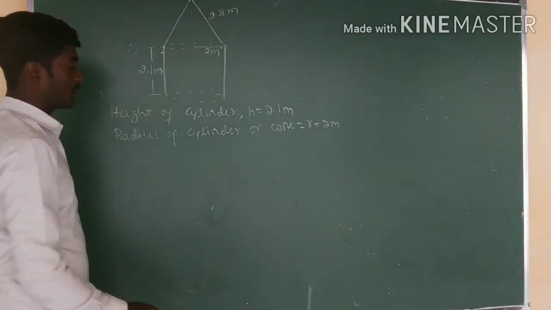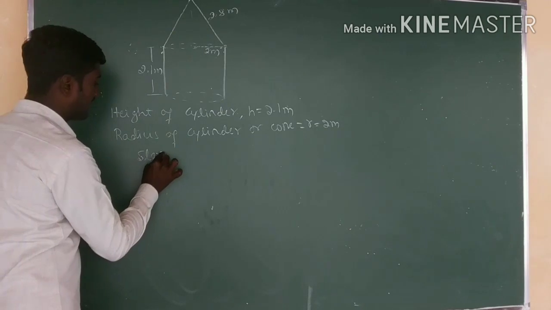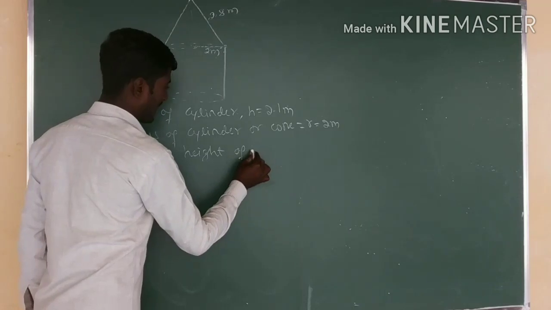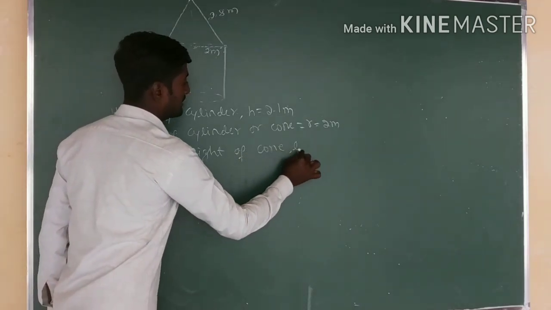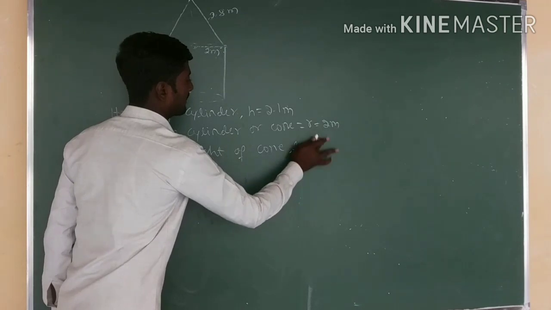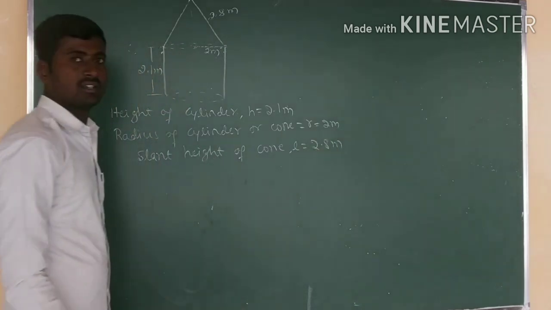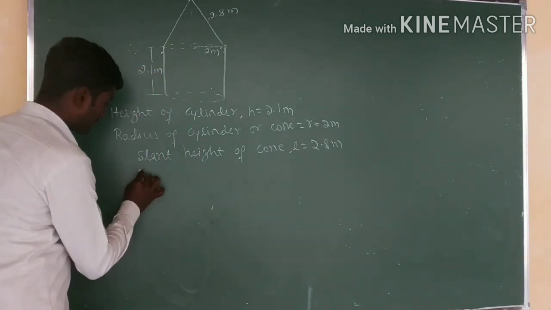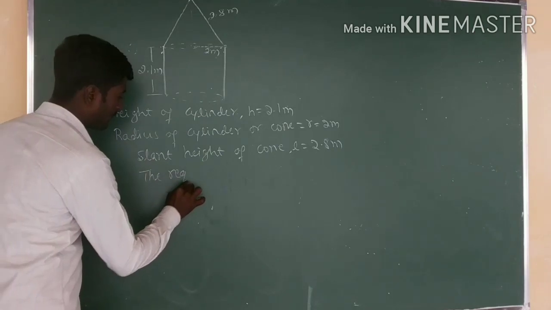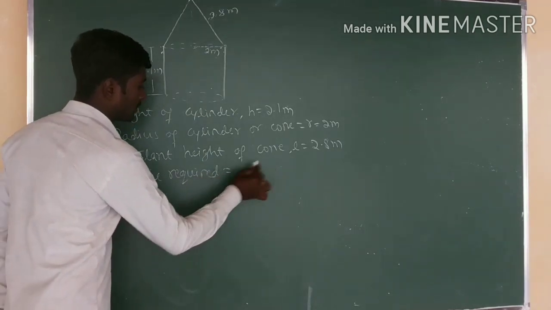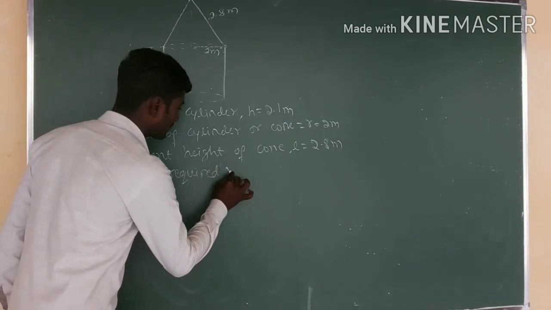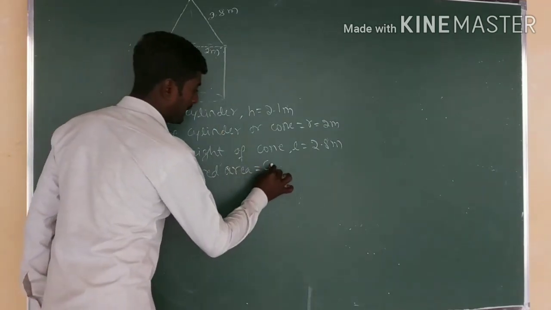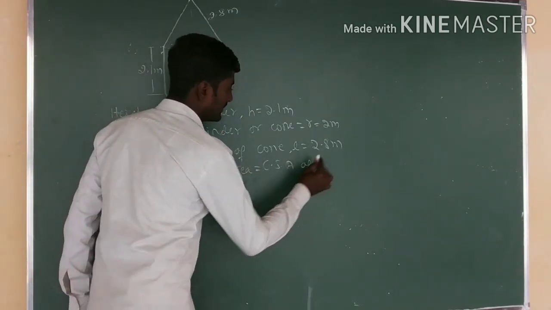Next, the slant height of the cone is given. That I will take it as L. Slant height of cone. So L is equals to 2.8 meter. Now we are going to make the canvas for this tent. The required area is equals to, what is that? CSA of cylindrical part.